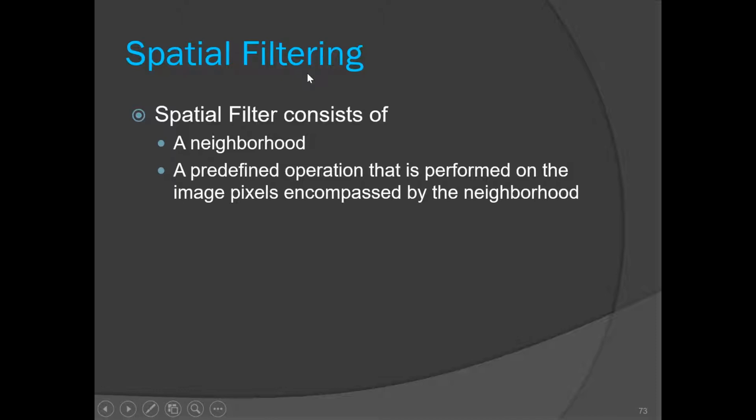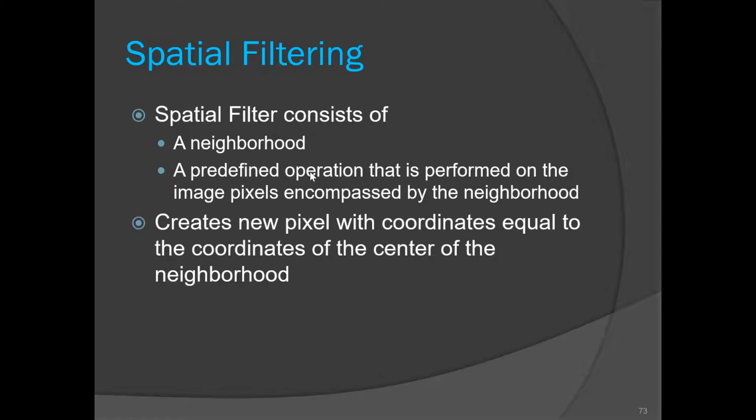Now a spatial filter consists of two components. The first component is the neighborhood, that is, the size of the mask. The second one is the predefined operation that is performed on the image pixels encompassed by the neighborhood. So two components are important: the size of the filter, which is determined by the neighborhood, and the operation. The most common operation is the sum of product, and there are other operations also that we will see.